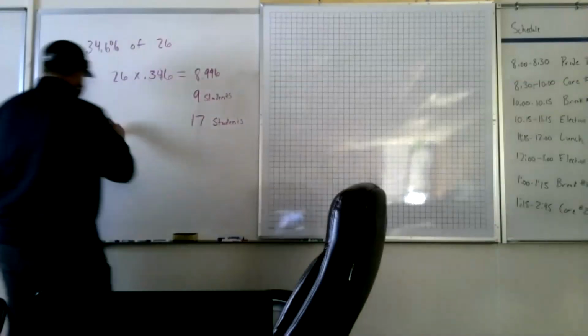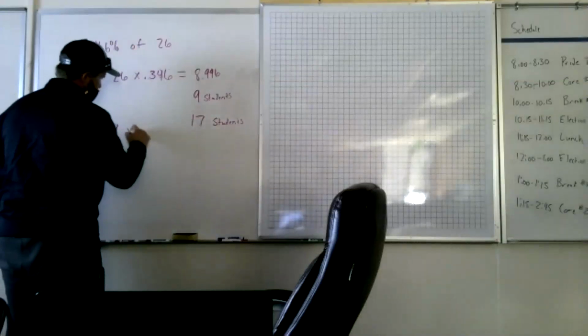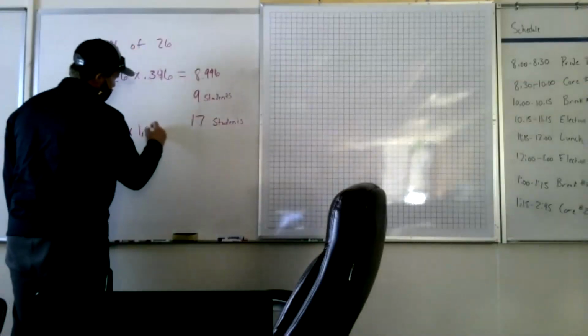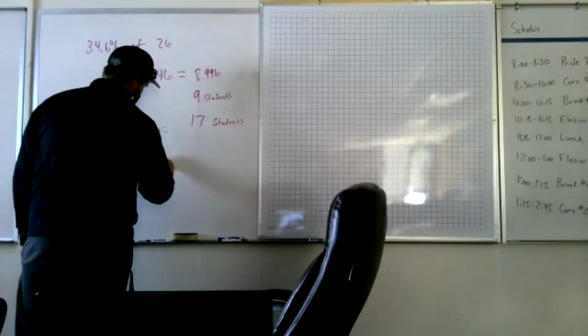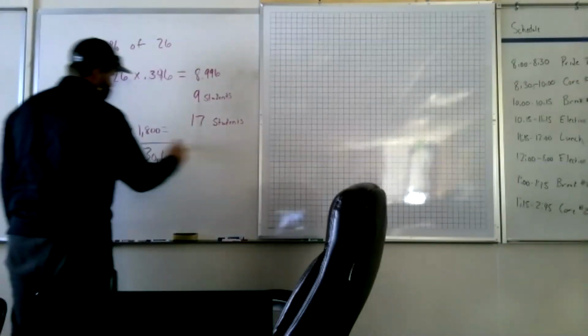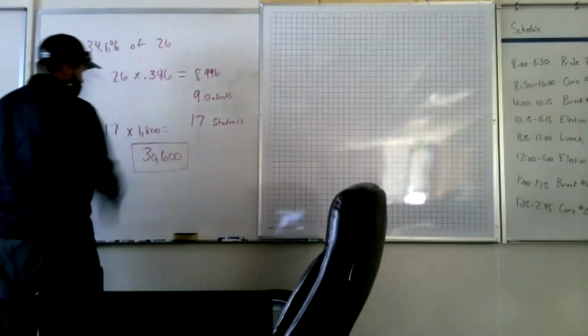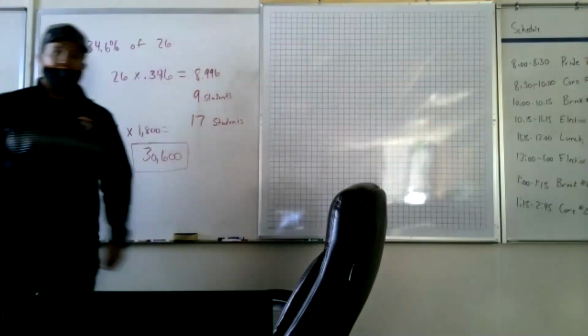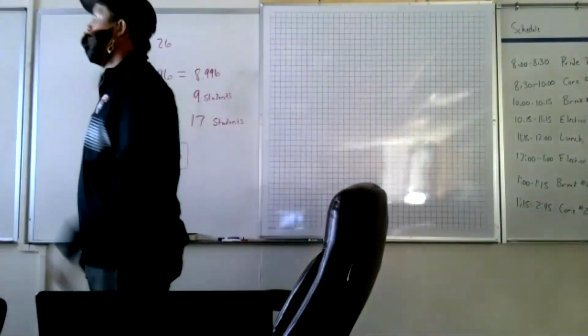So if we take 17 and we multiply it by 1,800, we end up with 30,600, which is our answer. So the correct answer choice is answer C.